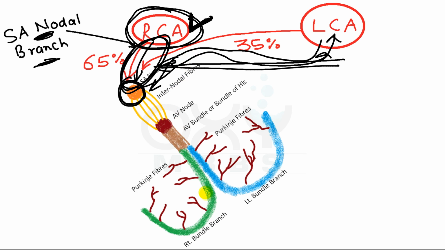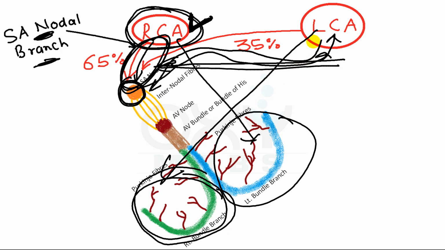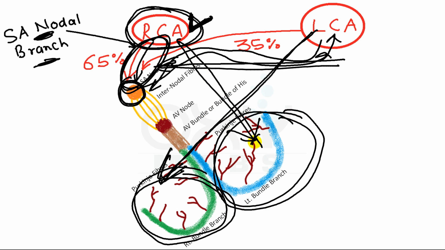And now, as you all know, for the right bundle branch and for the left bundle branch, you have to just make a crisscross like this. So the right bundle branch is supplied by the branch from the left coronary artery, while the left bundle branch is supplied by the right coronary artery.